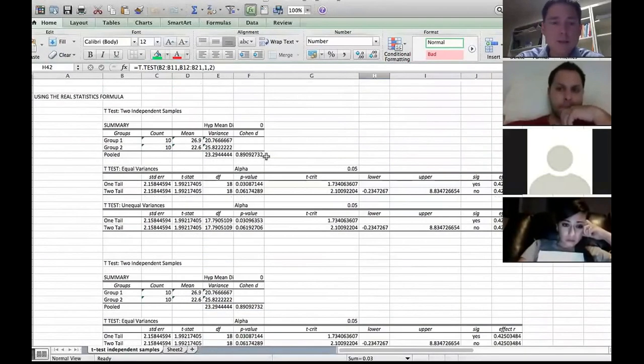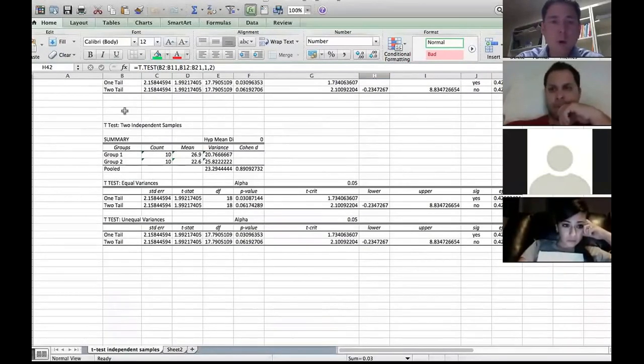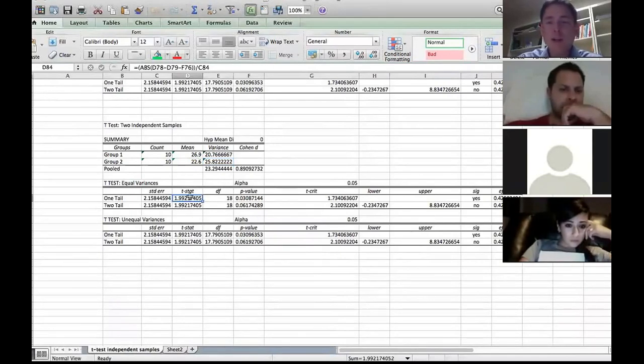All right, now you see it added this whole table underneath. It calculated the means for each group, and it calculated the variance, from which we can get the standard deviation. And now here, the t-value is 1.99. So we did a good job, we got the right t-value. See degrees of freedom 18, and then the p-value 0.03.